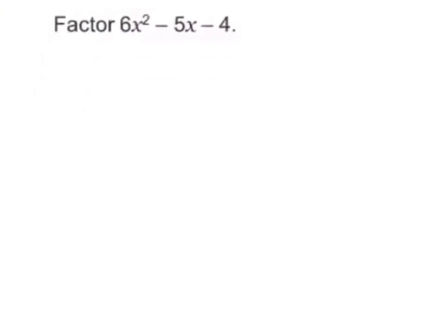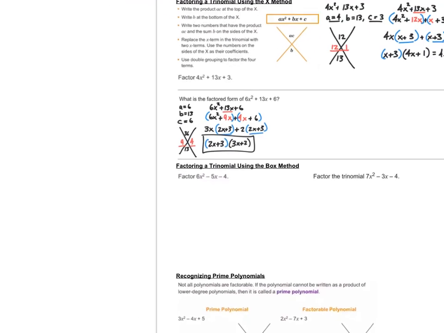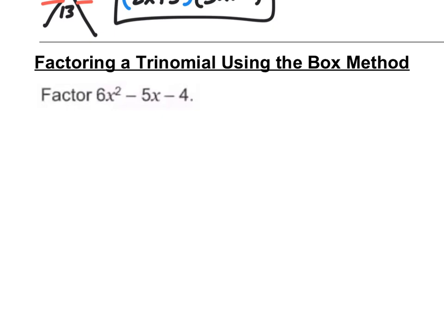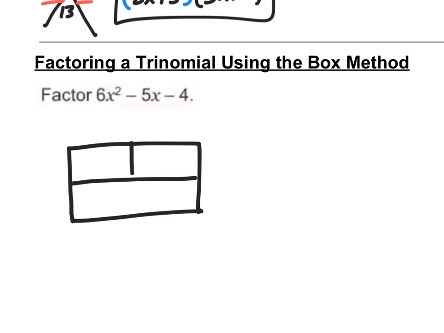box method, okay? If I take the box method, and this is kind of a trial and error type thing, what I want to do is this. I'm going to make the box here like that, and let's give it 4 spaces. Okay, remember the first term, the 6x squared, goes here. And the last term, the negative 4, goes down here.